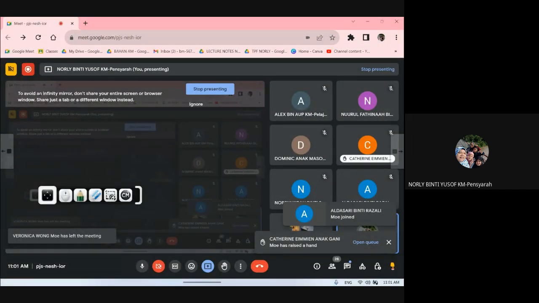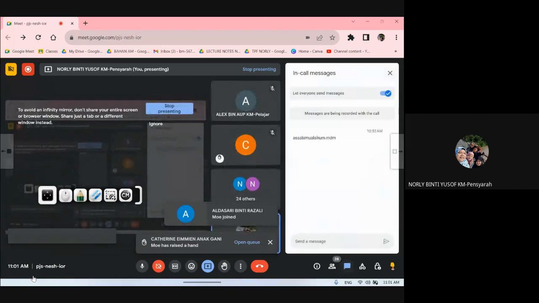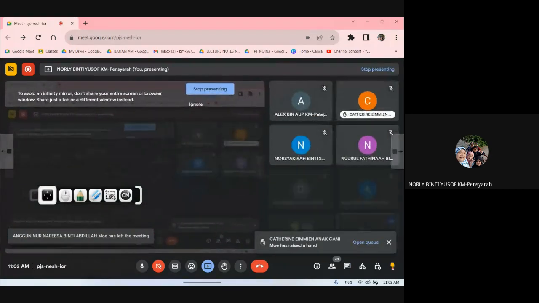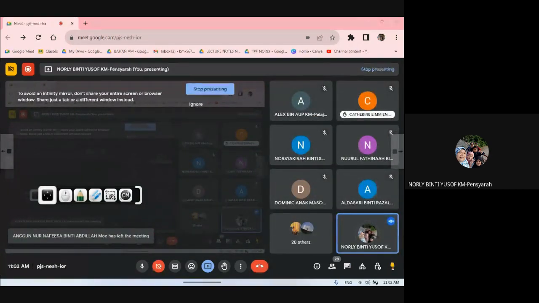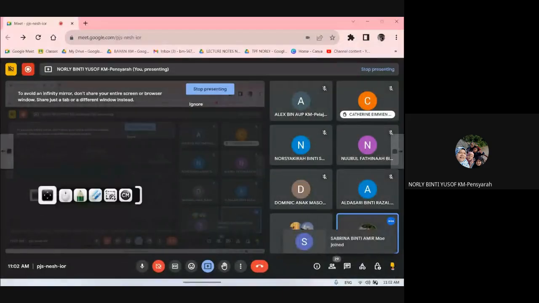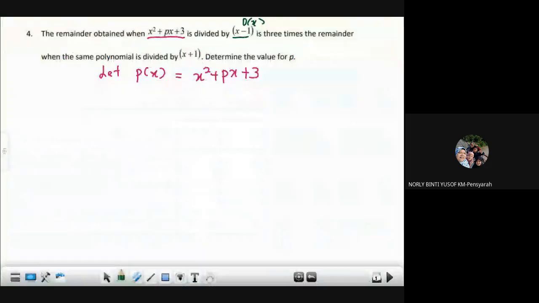Ya, kenapa Catherine? Ada soalan? Catherine angkat soalan, angkat tangan tu.